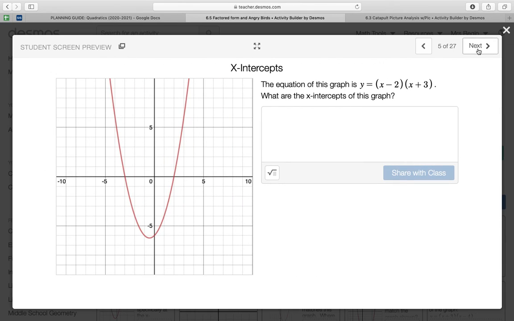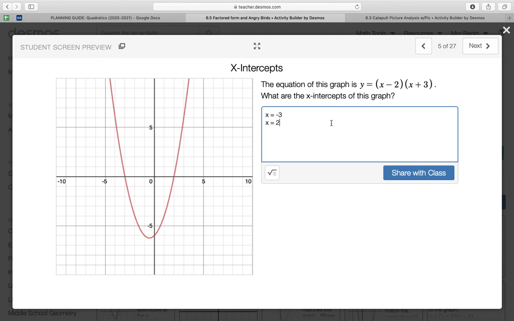The equation of this graph is y equals x minus 2 times x plus 3. What are the x-intercepts of the graph? For this one, the first x-intercept on the left-hand side is x equals negative 3. And we also have an x-intercept at x equals 2.